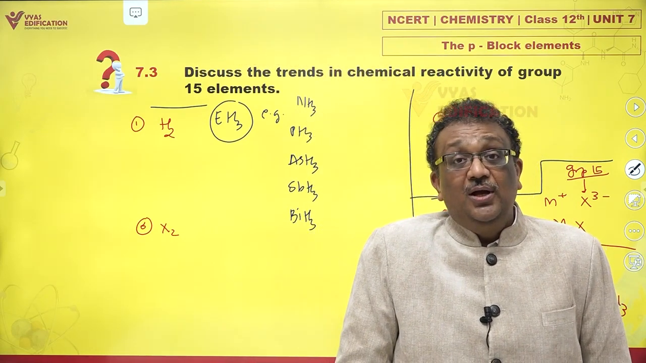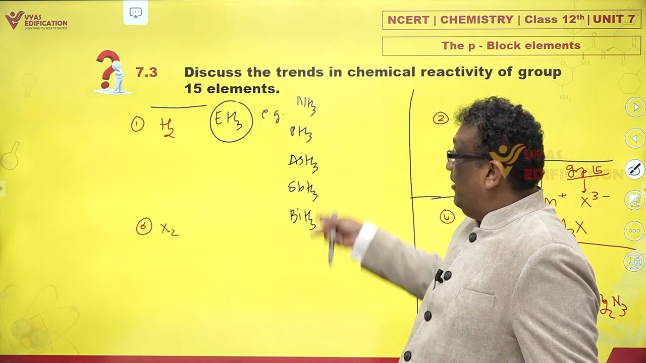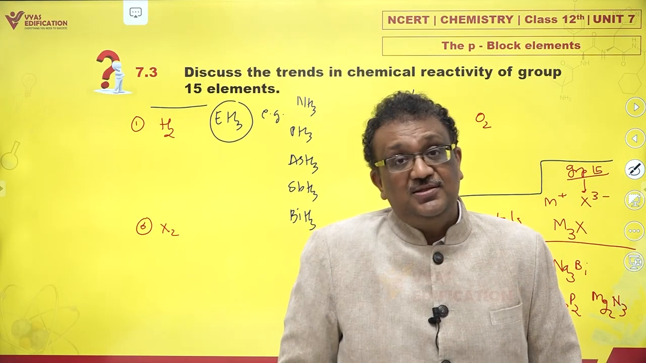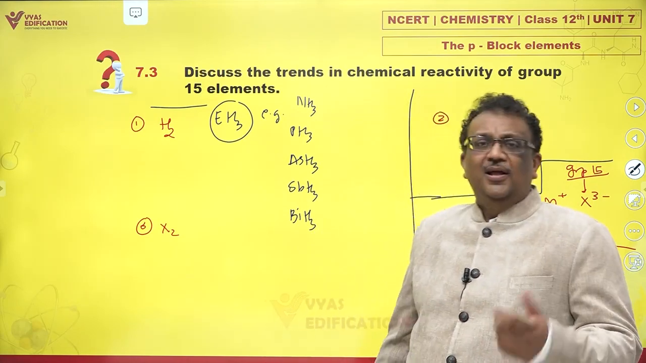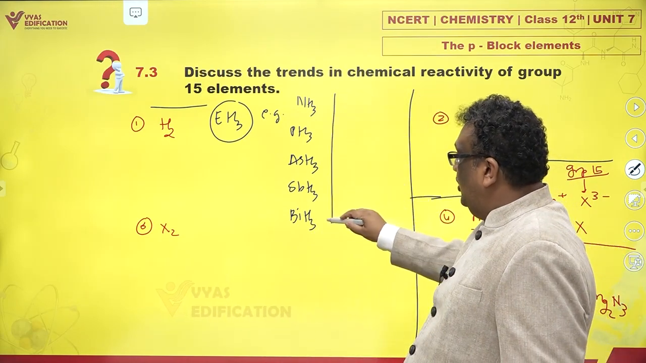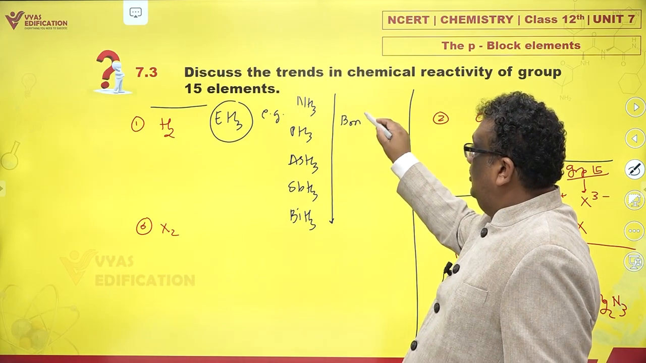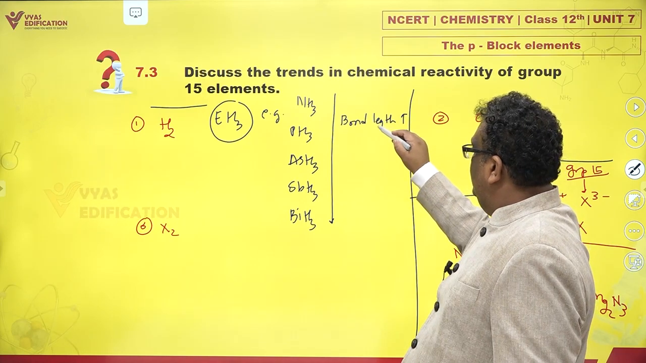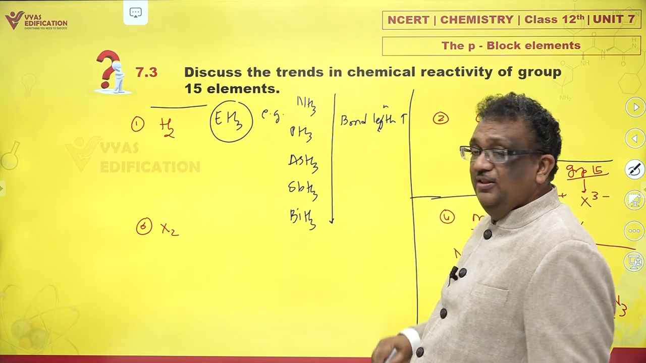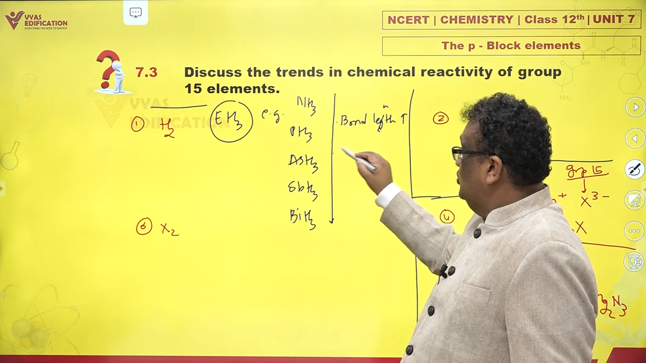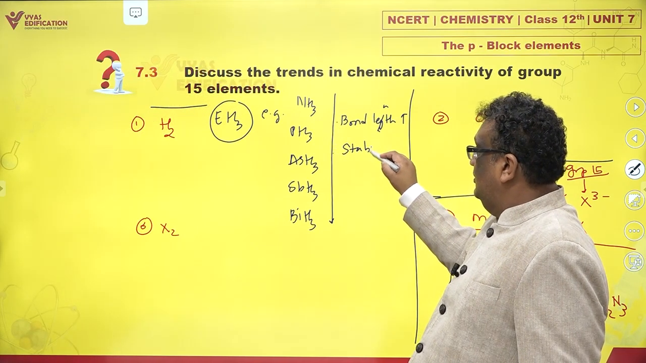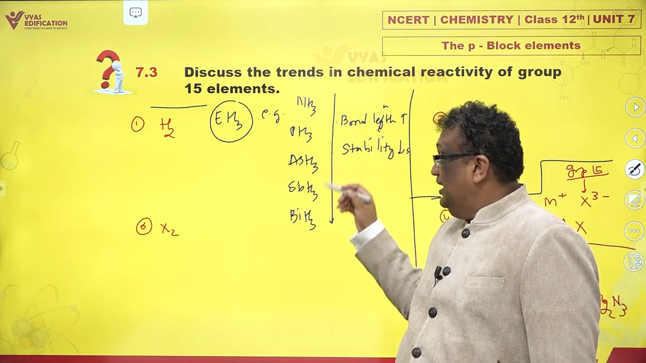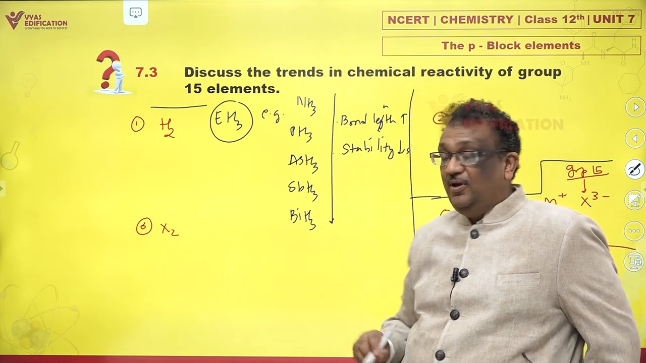And then they start talking about the trends of reactivity of hydrides. I repeat, this is not the trend of reactivity of the elements. But since nothing else has been given, I'll just mention. Down the group, bond length increases. So you find stability decreases. That means ammonia is more stable and bismuthine is least stable.